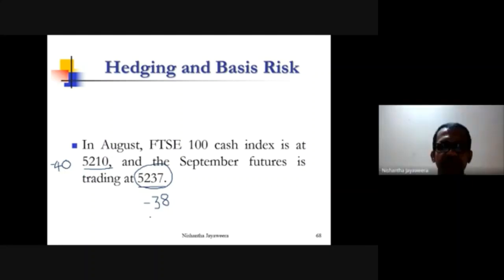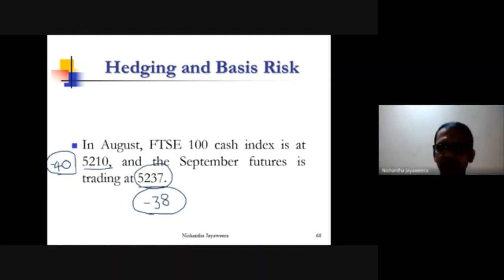Okay, reconnect. Yes. So, what is this minus 40? It is the drop in the index. Minus 38 is the drop in the futures contract. Market has gone down, index value has gone down by 40 index points. Meantime, futures contract has gone down only by minus 38.